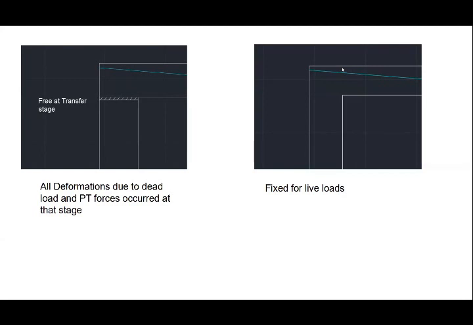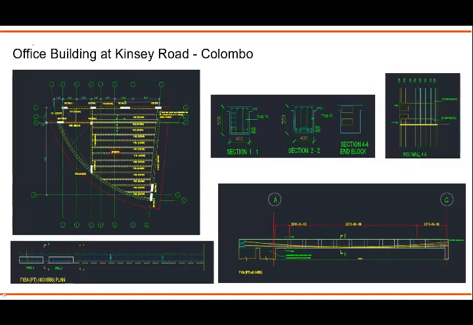Then this frame is continuous only for live load. For dead load and post tensioning loads, this connection acts as a pin connection. This is the drawing, and this is how we put the conduit in the connection. This is the debonding layer we put between the structural beam and column.